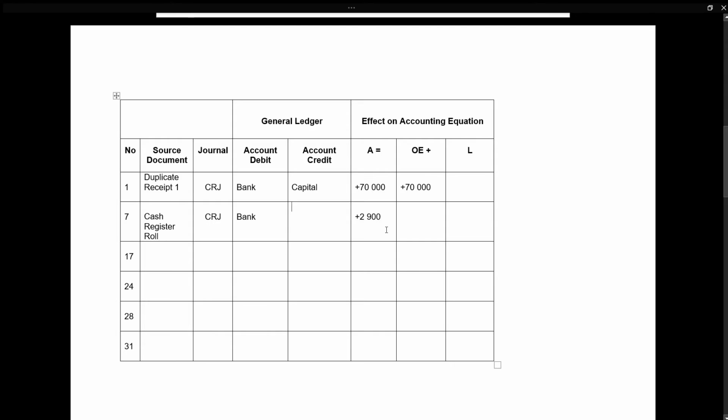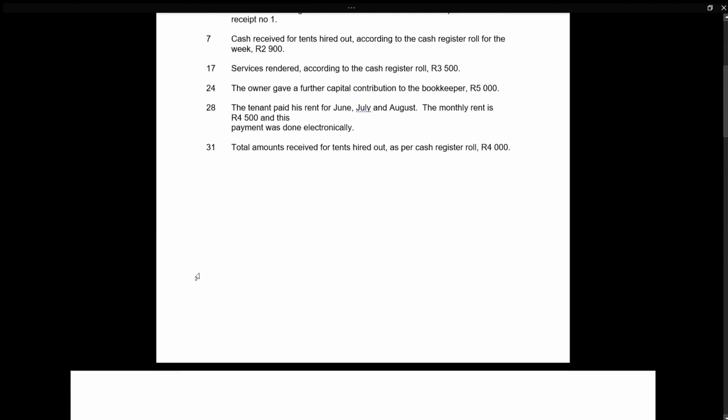And my current income account will be my account being credited, and it is classified as income, which will have a positive influence on my owner's equity. Right, so plus 2,900 Rand. So you can see with your effect on the accounting equation that 2,900 equals 2,900 plus 0. We've done that one correctly. Let's have a look at the next one.